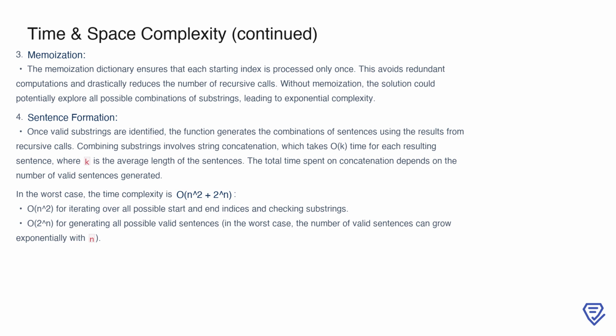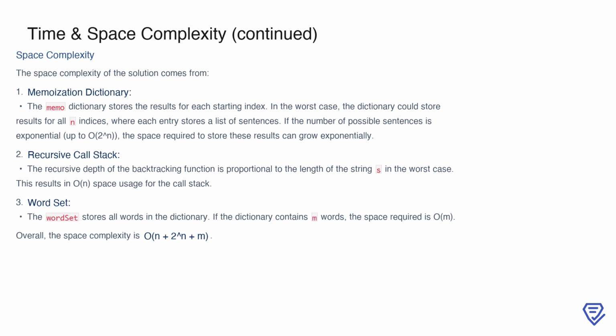The space complexity of the solution arises from three main components. First, the memoization dictionary stores results for each starting index. In the worst case, the dictionary could hold entries for all n indices, with each entry potentially storing up to O(2 to the power of n) sentences. This means the memo dictionary alone could take exponential space.